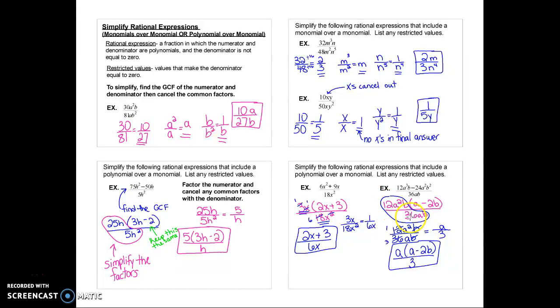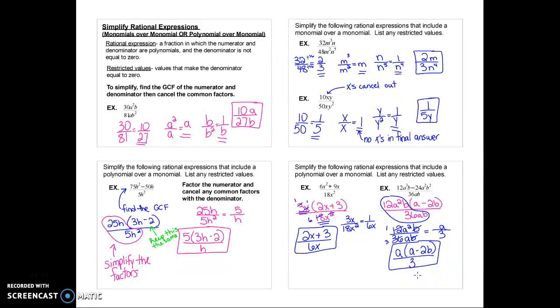Okay, 12 over 36 reduces to a 1 over a 3. A squared over a leaves you with an a in the numerator, and your b's completely cancel out. So that portion just reduces to a over 3. But remember, this a minus 2b has to get carried along to your answer. Okay, so you have an a times the quantity of a minus 2b. All of that is being divided by 3.